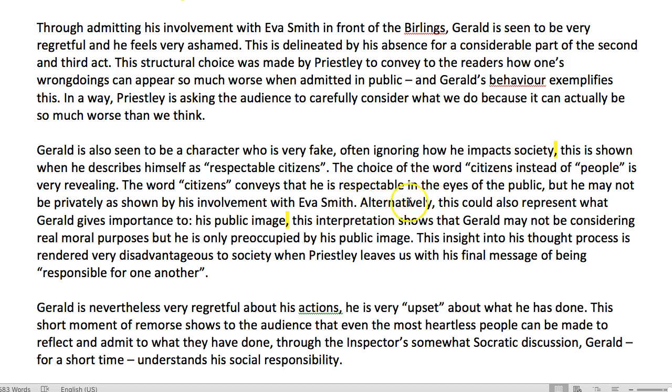"Alternatively", this means you're looking at more than one interpretation and you're consequently evaluating, which is normally at the top of the mark scheme, in the highest grades. "This could also represent what Gerald gives importance to, his public image. This interpretation shows that Gerald may not be considering real moral purposes, but he's only preoccupied by his public image." Well done, that's a very well made point. "This insight into his thought process is rendered very disadvantageous to society when Priestley leaves us with his final message of being responsible for one another." You really need to spell out why that's disadvantageous to society. It's a very good introduction to the idea, but you must again be specific.